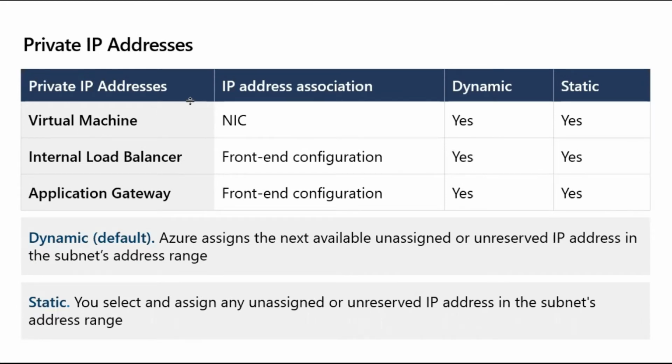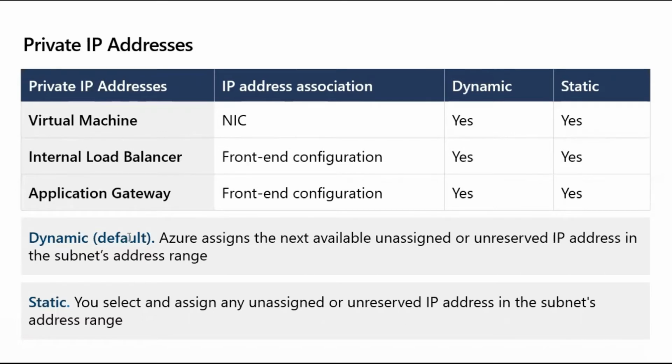So, private IP addresses. We have virtual machines. For virtual machines, we can have a public IP address, an internal load balancer, an application gateway, and we can have this private address. And you can see that in all contexts, both in a dynamic and static way, we can get the IP address.